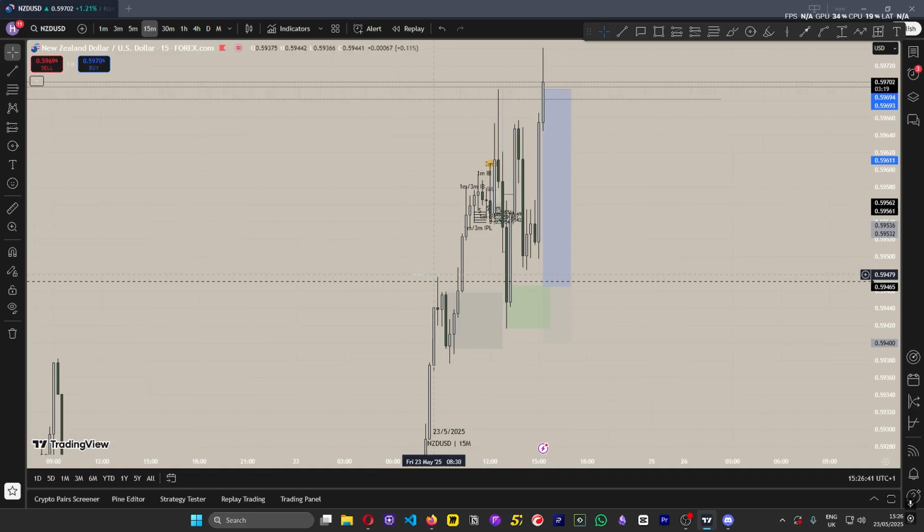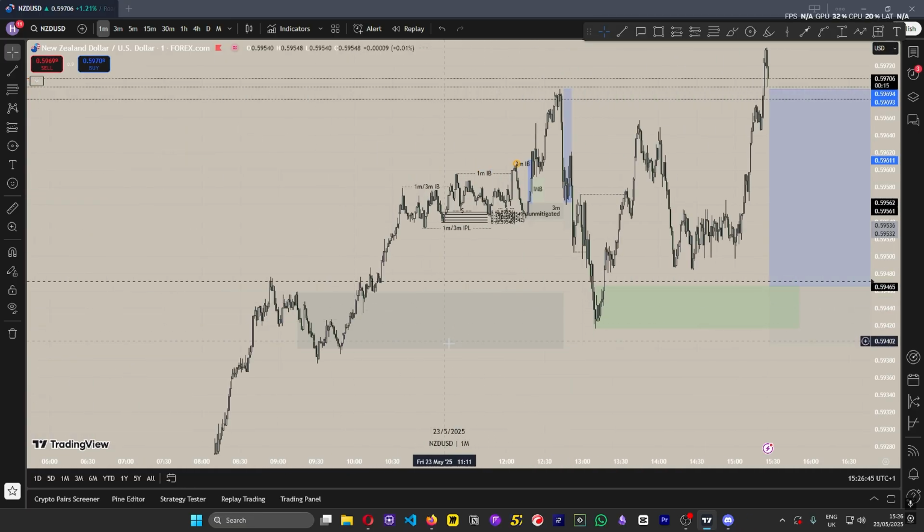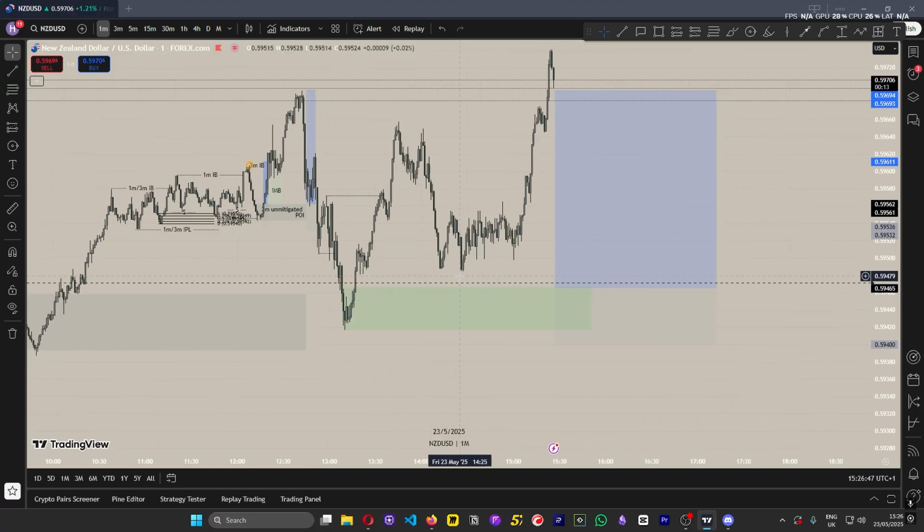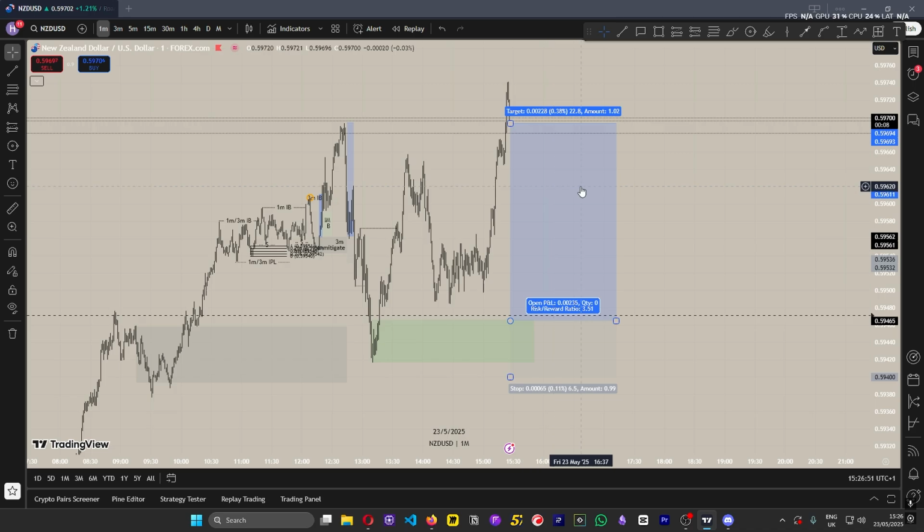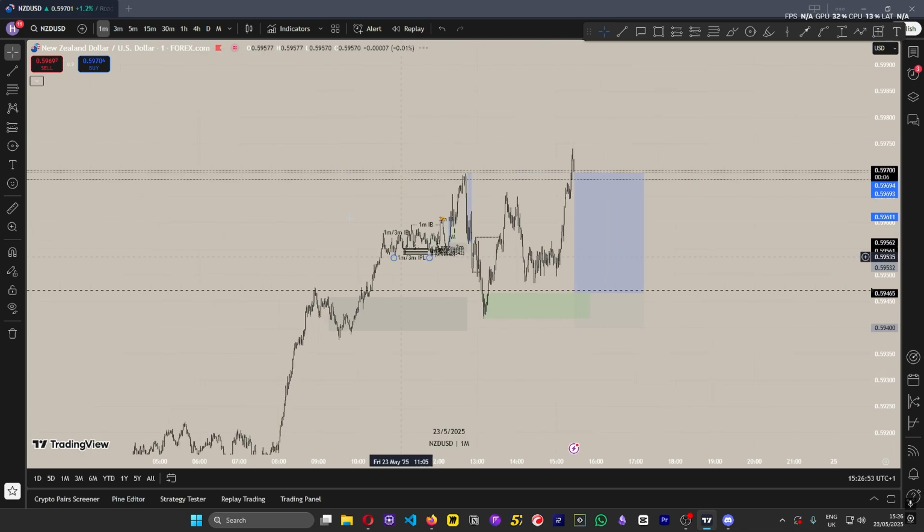So this is what I was looking for. 15-minute change, 50-minute demand, you get a 1-minute change, and I was just waiting for price to come and mitigate this POI so I can go target that high again. But yeah, very simple.